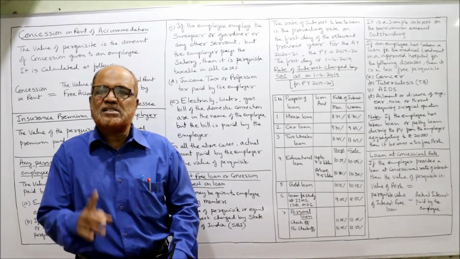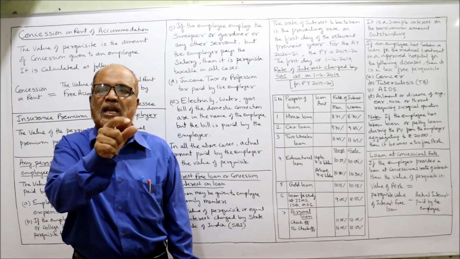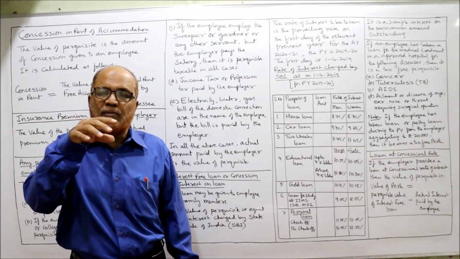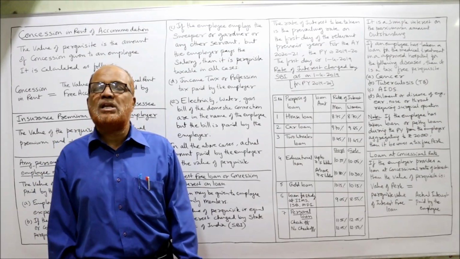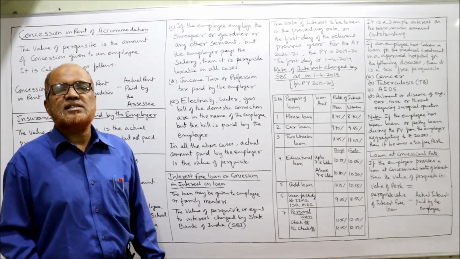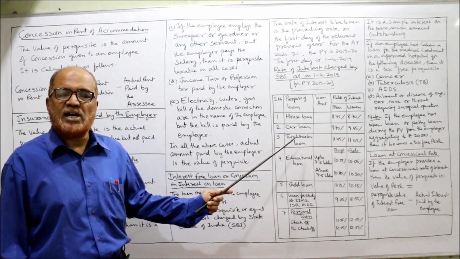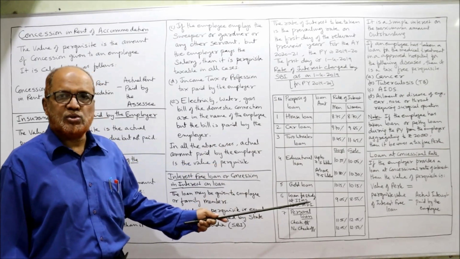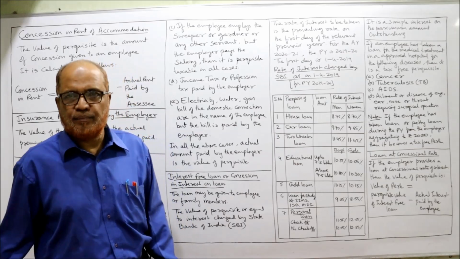The first day of the previous year is 1st April 2019. So what is the prevailing rate of interest by SBI on 1/4/2019? That we have to see. So here for our current assessment year 2021, the rate of interest charged by SBI are as follows. In examination, the rate of interest normally will be given.